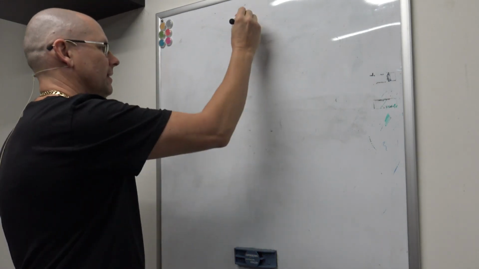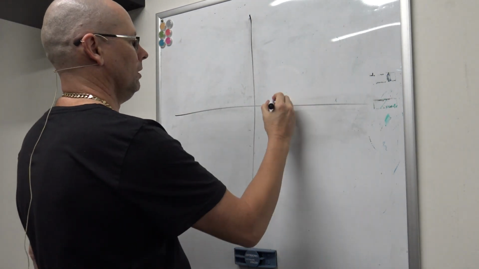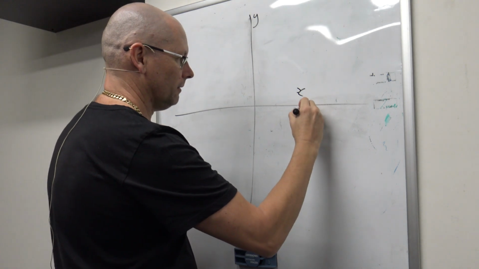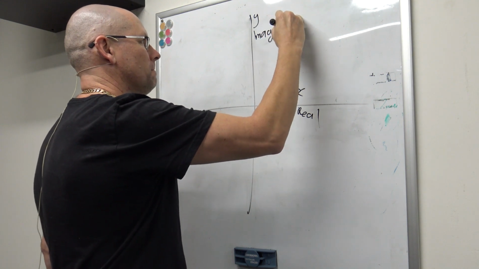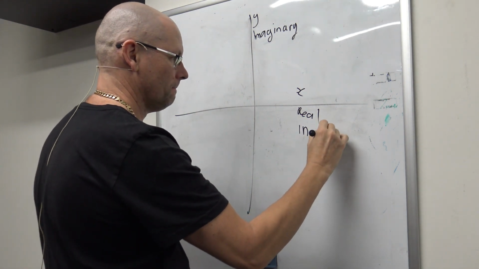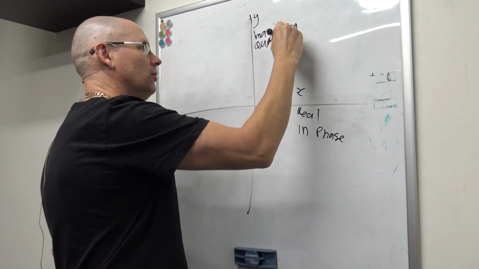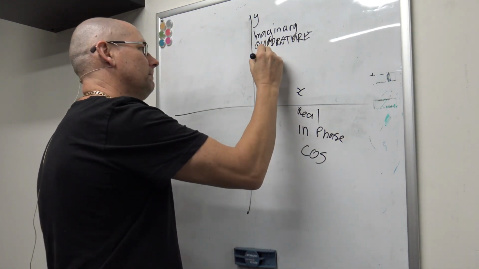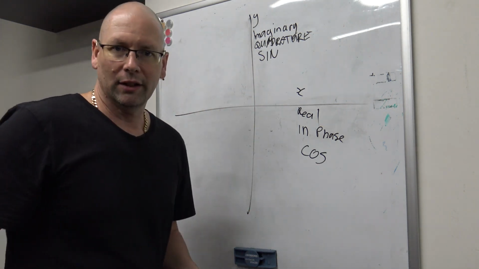Right, now I'm going to draw two axes here. One and another one. Now you might know these as different things. You might call this X and this one Y. You might call this one real and this one imaginary. You might call this one in phase, and you might call this one quadrature. You might call this one cos, and this one sine. And what else do you want to call them? But it's the same thing. And now I'm going to teach you complex numbers.